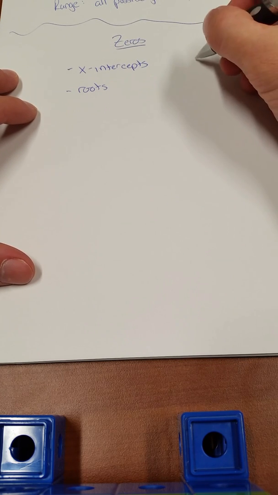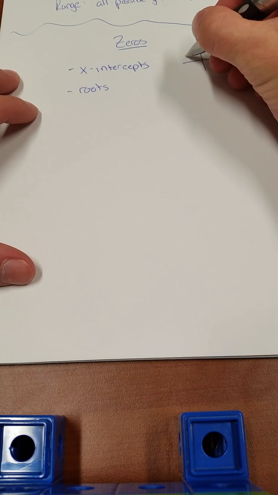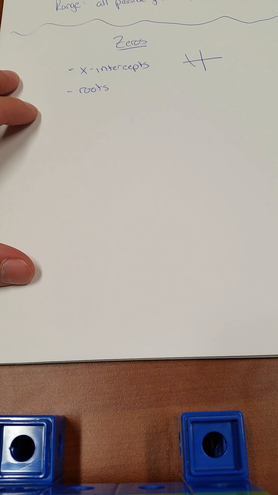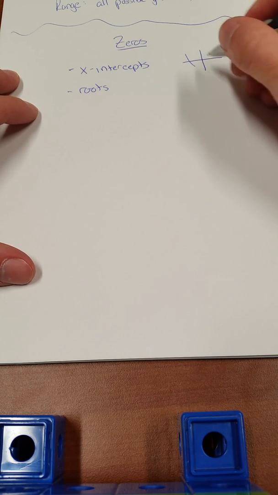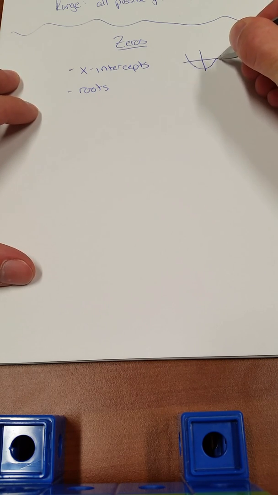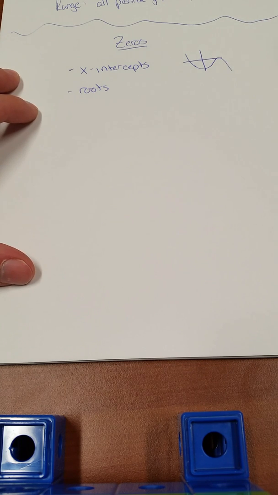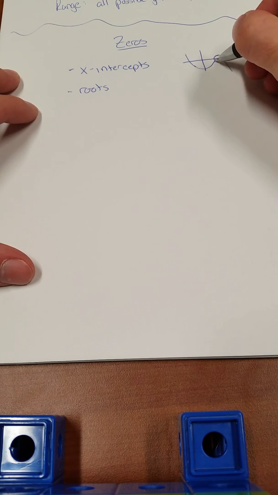Now, there are two different types of x-intercepts though. There's first the normal x-intercept. So if we're looking at it, it just kind of crosses through. That's your normal x-intercept. However, if it hits the graph and bounces off, so it doesn't cross through, it just touches. This is a multiplicity.